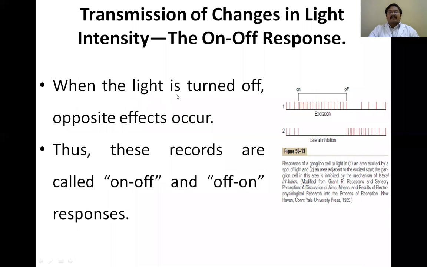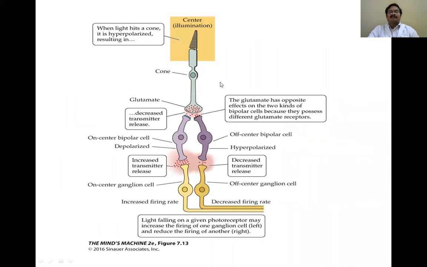When the light is turned off, the opposite effect occurs. Thus, these records are called on-off responses, because when the light is turned off here, you will see the impulses. This is called the on-off response. When the light is on, because of lateral inhibition, there is no response here. When it is off, there is a stimulation because of the lateral inhibition. On-off response.